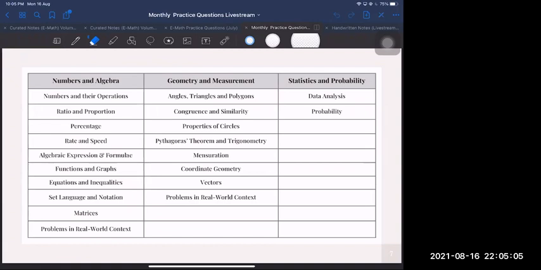I do know that some students here should have listened to my podcast, and you did hear about the topics that I feel are a little bit more challenging in the E Math syllabus.